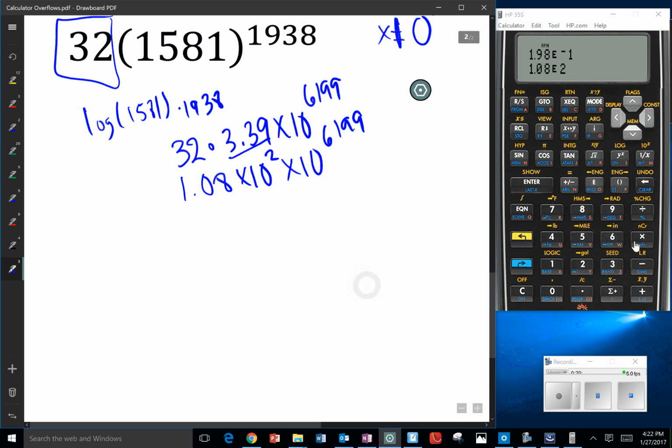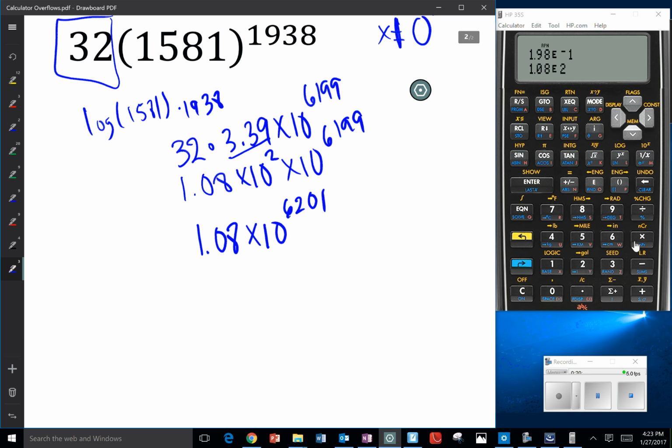What is that really saying? Oh, well, that's easy. It's really just saying 1.08 times 10, power of 2 plus the power of 6199 makes the new power of 6201. And there you have it. 1.08 times 10 to the 6,201 power. So all you do at the end, because you have e to the positive 2, that's times 10 to the 2. You're just going to add 2 to the power at the end of the problem. All right, there you have it. Calculator overflows. I hope this helps you. Good luck.